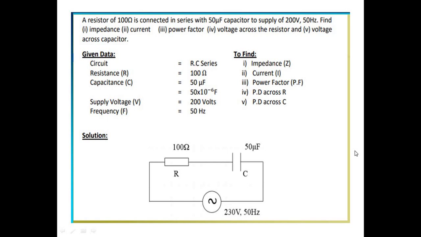Given data: circuit RC series, resistance 100 ohm, capacitance 50 microfarad, that is 50 into 10 to the power minus 6, supply voltage 200 volt, frequency 50 hertz. To find the impedance, current, power factor, potential difference across the resistance, and potential difference across the capacitance.